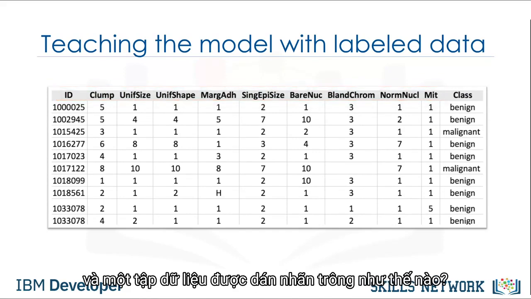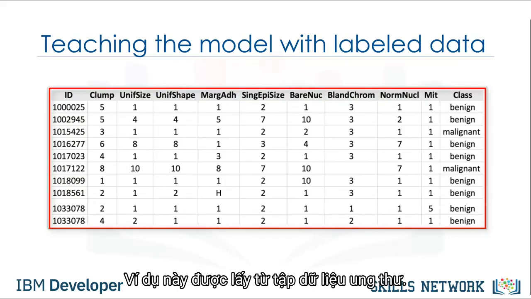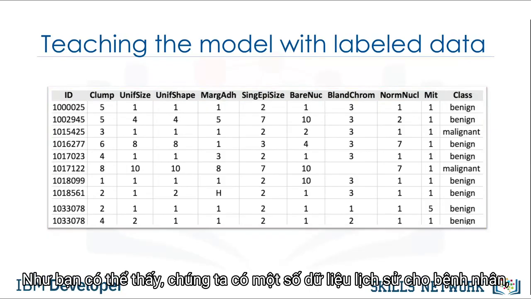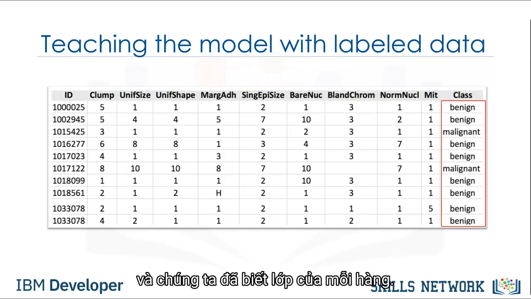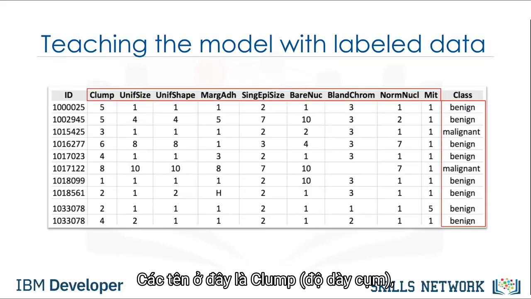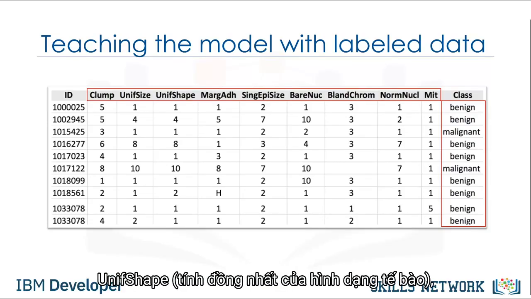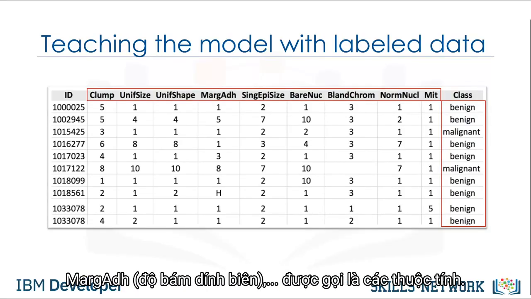And what does a labeled dataset look like? Well, it could look something like this. This example is taken from the cancer dataset. As you can see, we have some historical data for patients, and we already know the class of each row. Let's start by introducing some components of this table. The names up here, which are called clump thickness, uniformity of cell size, uniformity of cell shape, marginal adhesion, and so on, are called attributes.